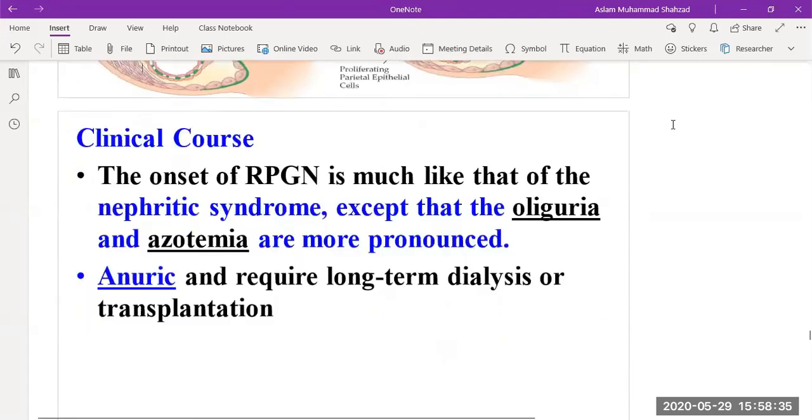The onset of RPGN is much like that of nephritic syndrome, except oliguria and edema are more pronounced in this disease. Anuria is also uncharacteristic, and it requires long-term dialysis and transplantation.